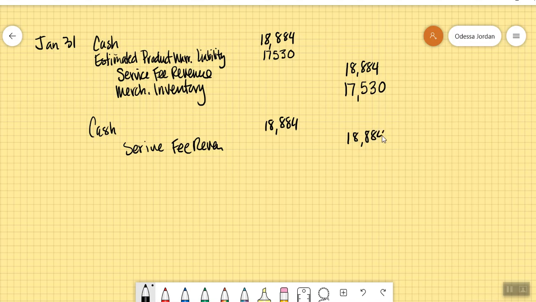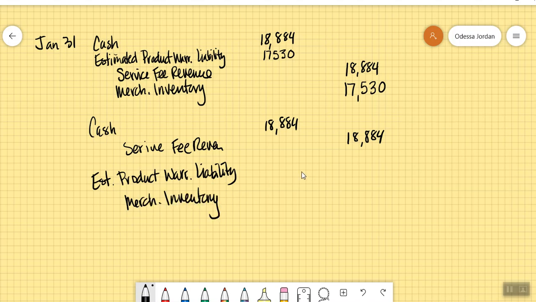Each way is right. And then we would have done the estimated product warranty liability, and then the merchandise inventory to show the inventory that was used for the repairs and the cost of that. All right.